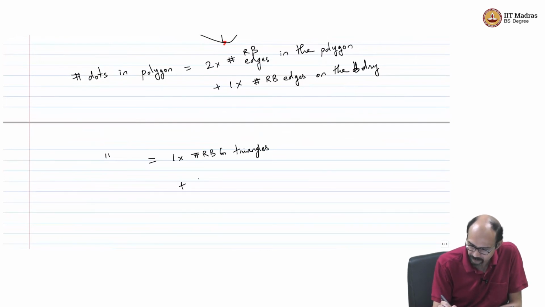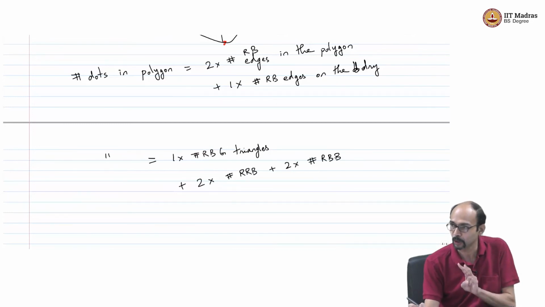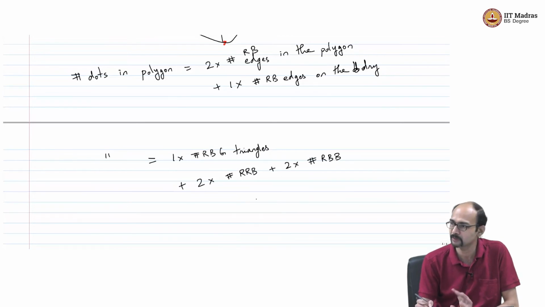And every other triangle which is of the type red, red, blue, or red, blue, blue, will give you 2 dots, and any other triangle will not give you any dot. So these are the only ways in which you can have dots.